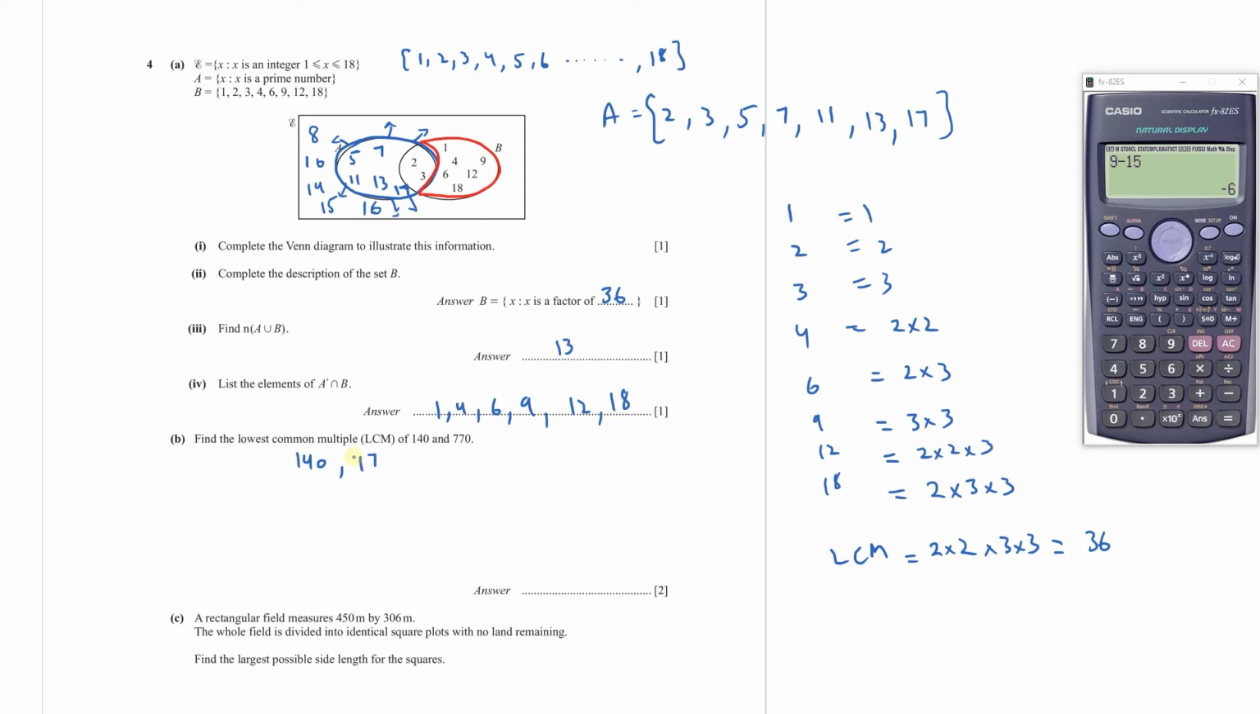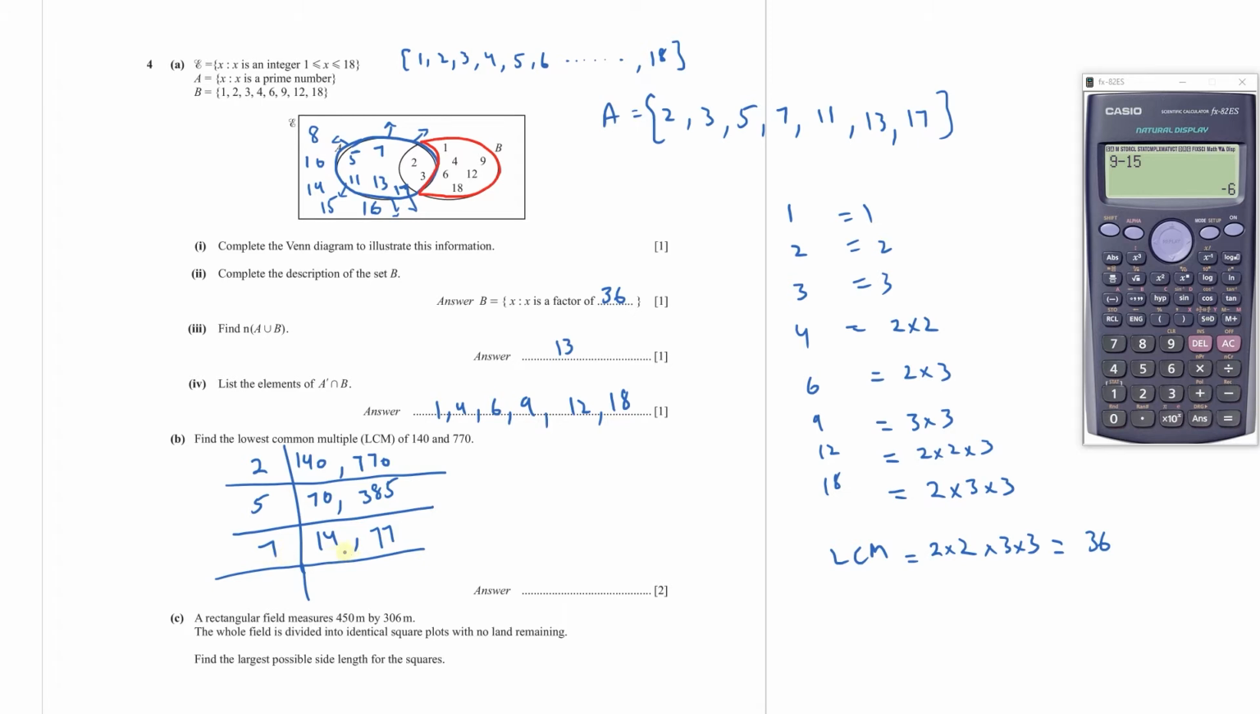Part B is find the LCM of 140 and 770. So let's calculate this. Both are divisible by 2. So 2 times 7 is 14, 2 times 7 is 70, and this will be 770 divided by 2. 2 threes are 6, 1, 7, 2 eights are 16, 1, 10, 385. Then I can divide both by 5. So 70 divided by 5 will be 14, and this will be 5 times 7 is 35, 385 divided by 5 is 77.